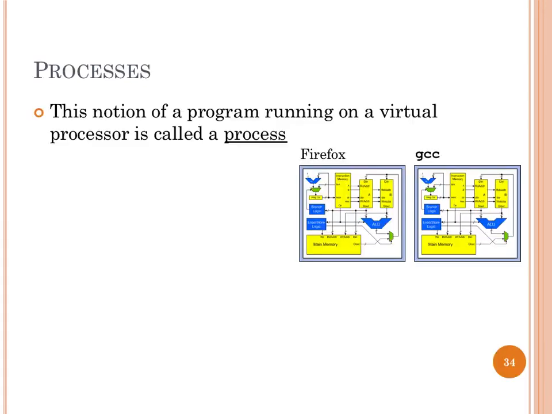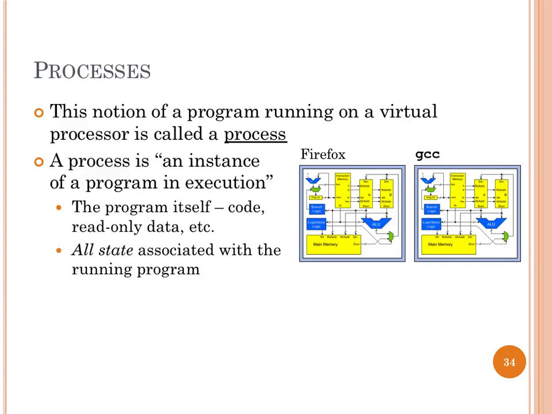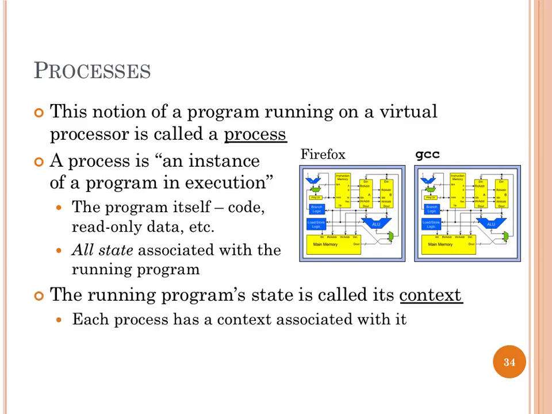All right, so this whole concept of having a virtual processor plus a program running on it, that is called a process. Okay? So you can imagine that the process is a program plus its execution context. An instance of a program in execution. So it's the program as well as all state associated with the running program. And that state is called the context.